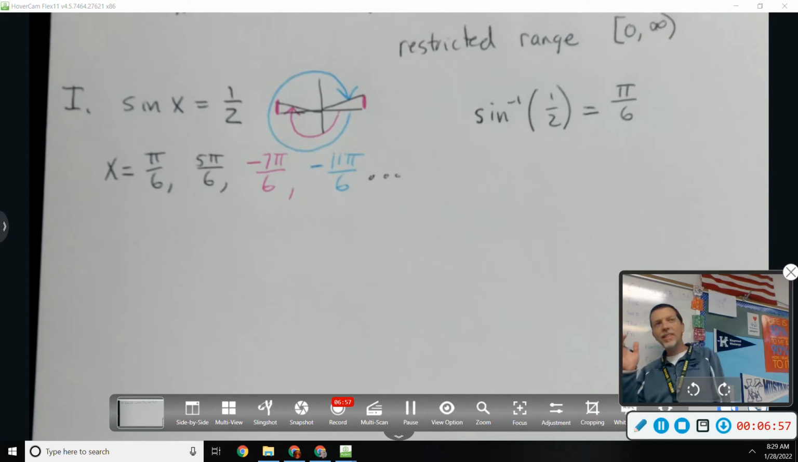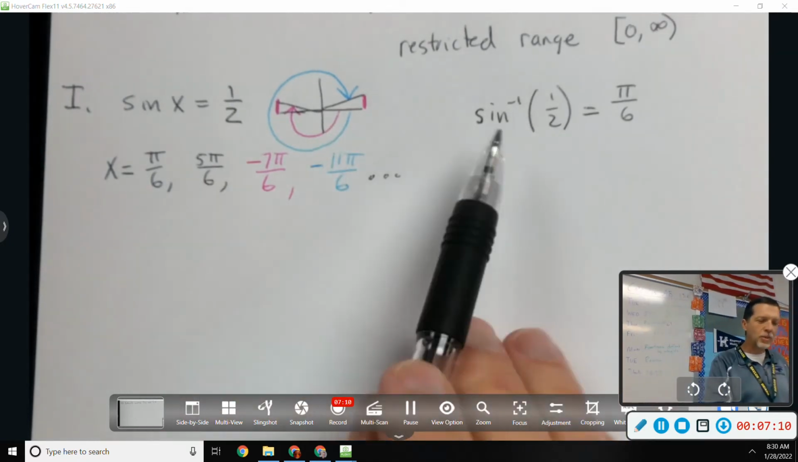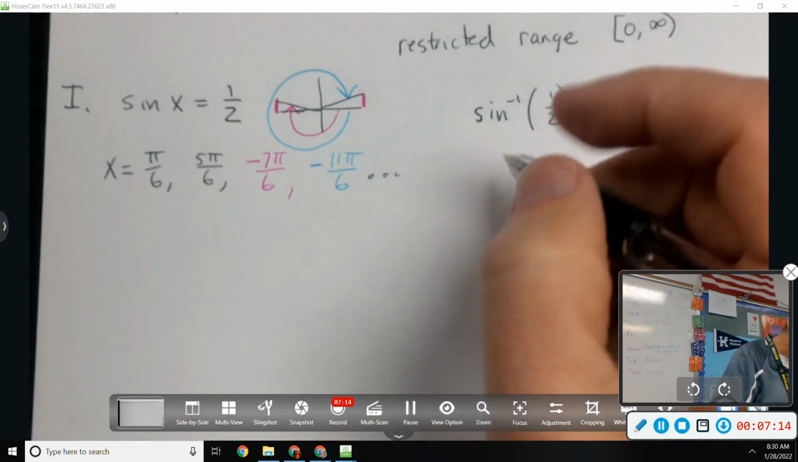And that's the key thing to remember: there's one answer, and the committee long ago decided, you know what, let's try to make this as complicated enough. Let's pick the easiest one possible. So the answer is going to be the simplest angle you can come up with that is a solution to your question.